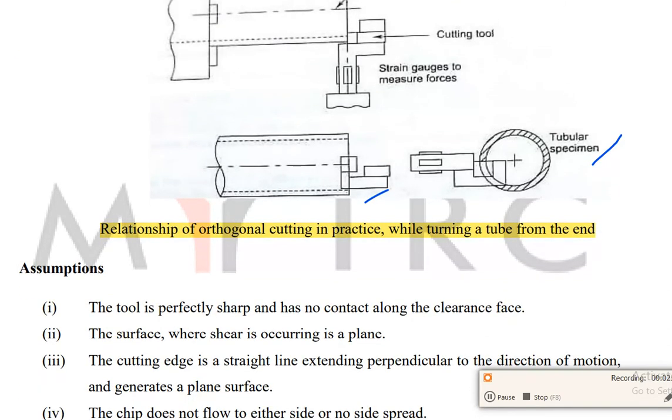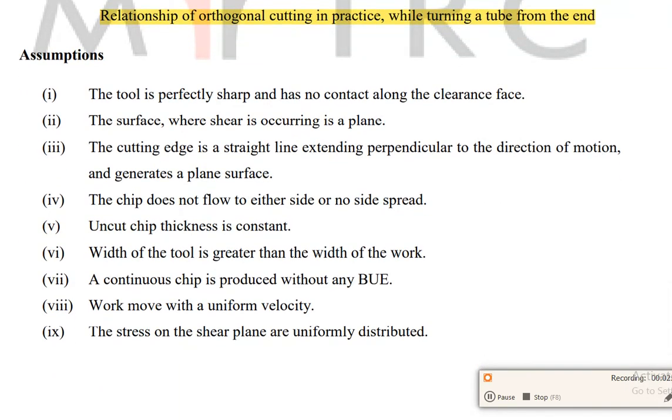Now, some assumptions we have to follow. The tool is perfectly sharp. Your tool should be perfectly sharp, because if the tool is not sharp, proper cutting of the workpiece will not be found. The tool is perfectly sharp and has no contact along the clearance face. Second, the surface where shear is occurring is a plane. Third, the cutting edge is a straight line extending perpendicular to the direction of motion, and it generates a plane surface. Further, the chip does not flow to either side, so there is no side spread. The chip should be collected in the chip box.